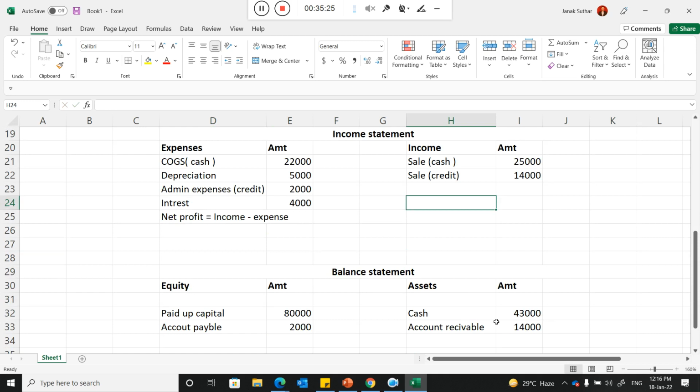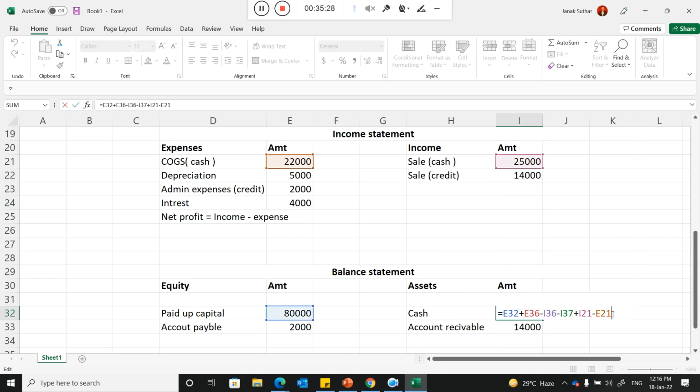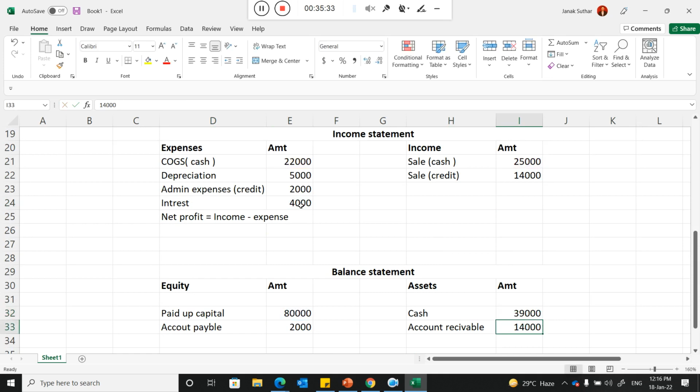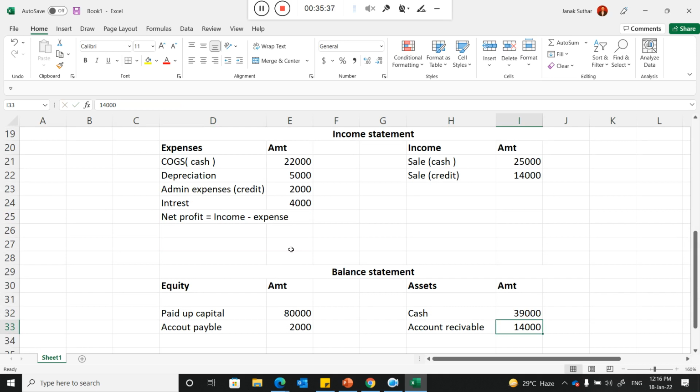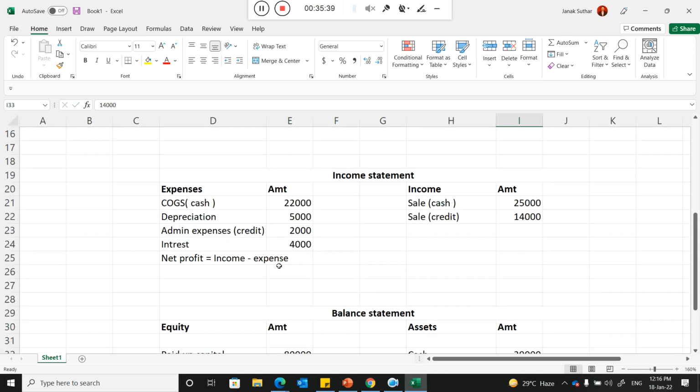So if you pay here 4,000, then you need to subtract that 4,000 from the cash. That is the whole thing. Okay class, can you tell me how much is the net profit in this particular organization? Anyone? What is the income? 39,000. How did you get 39?